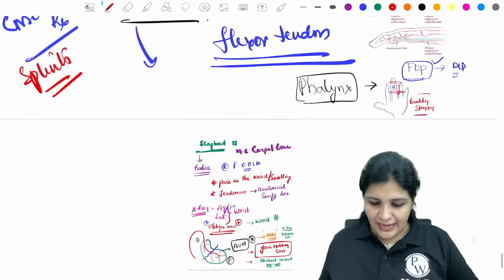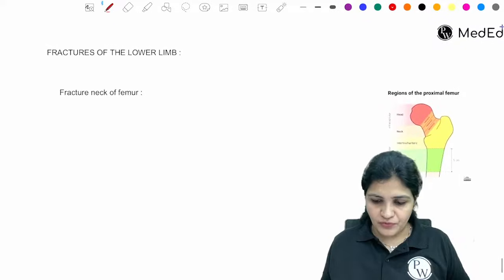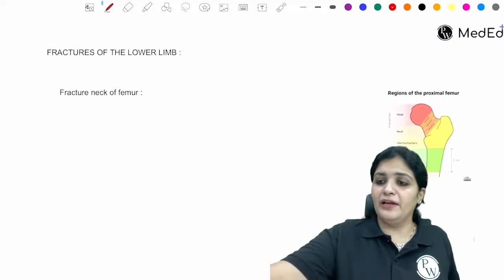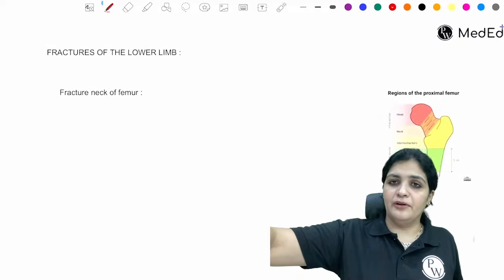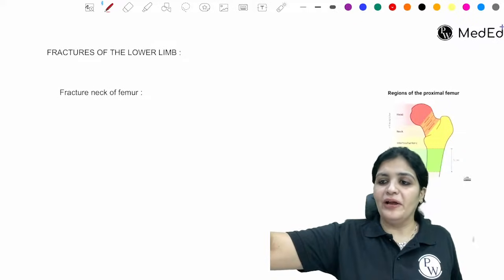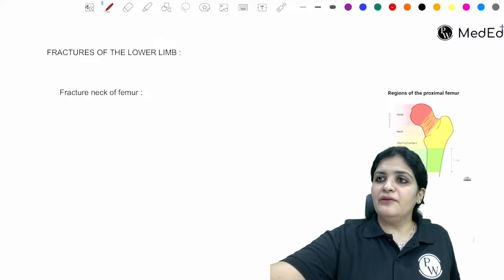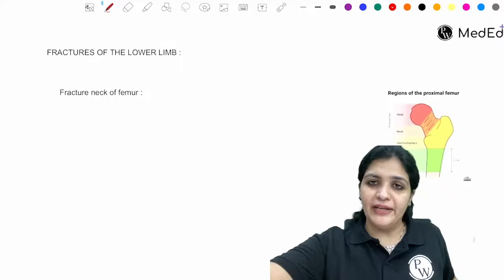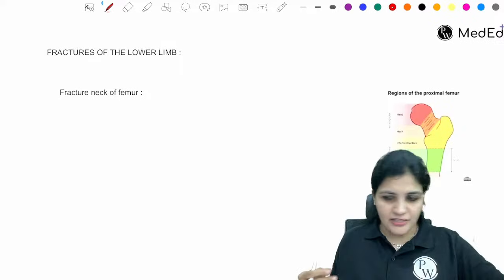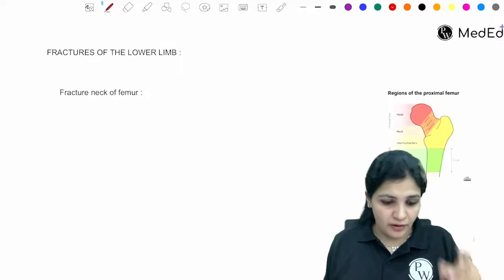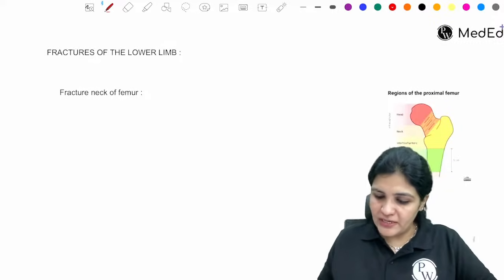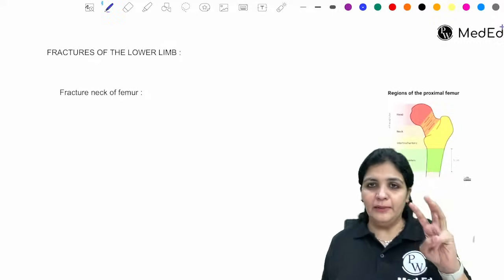So that completes the hand. Now let's go to the fractures of the lower limb. This is very, very important, and it is really important for your prof, for your Viva and practicals, and again for your NEET PG. One topic that is important for every exam. So let's not deviate or relax, but put our full focus on understanding only three important topics.